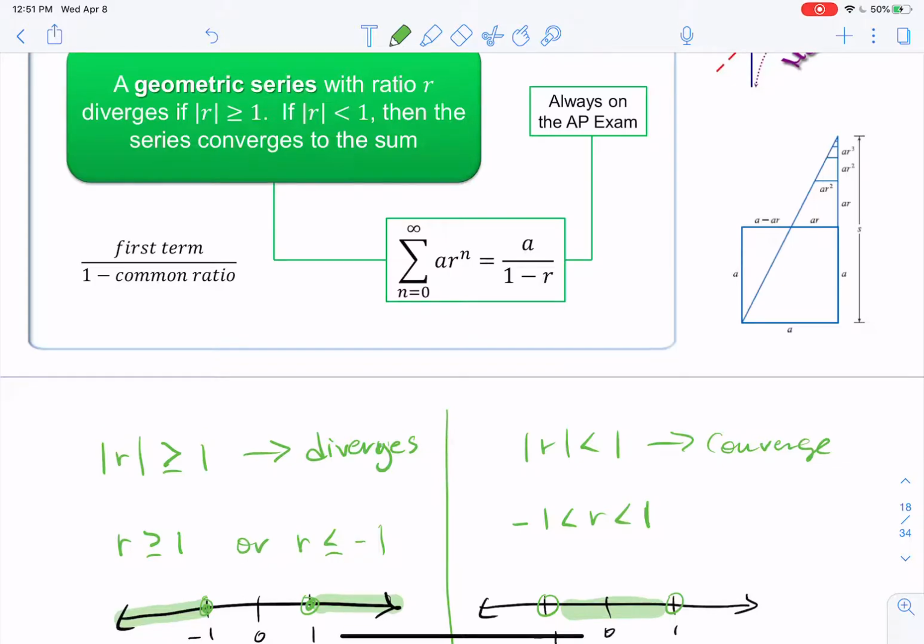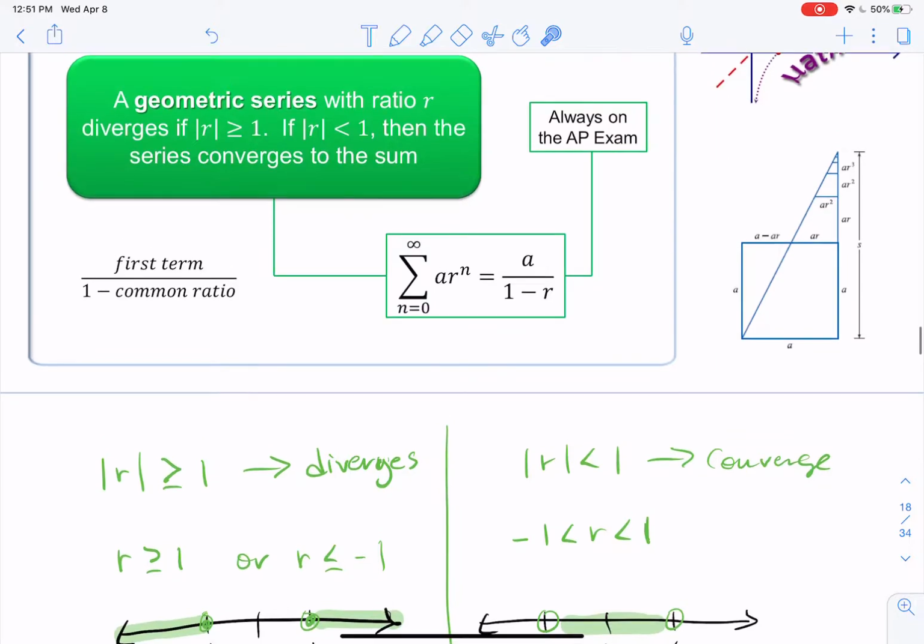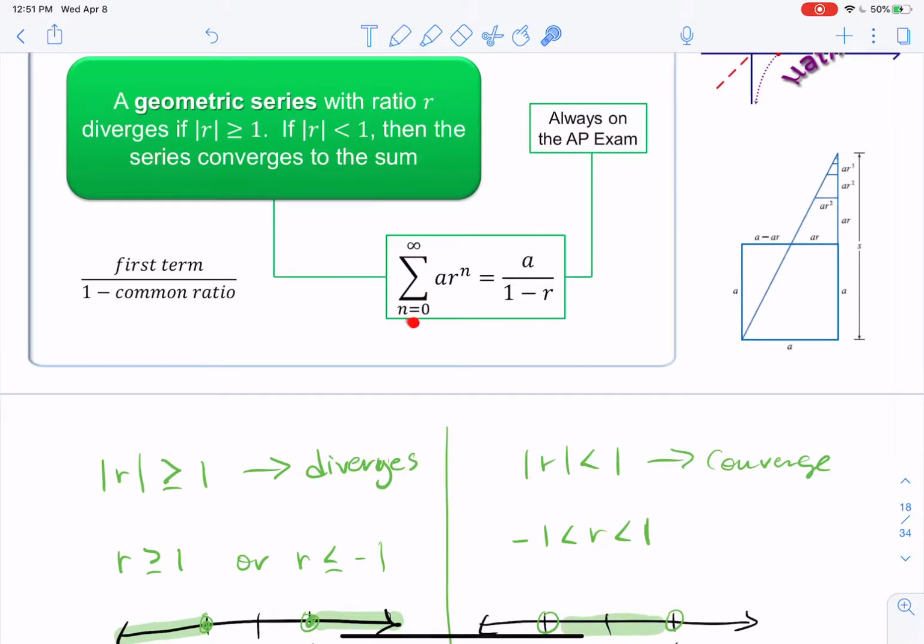Now, another thing I want to point out is that a is the first term, as I mentioned before, only when n is equal to 0. If, and they sometimes do this, they start your series at n equals 1. In that case it's not just going to be this a that's right there. You need to put the 1 into your formula so you can get the first term that's supposed to go on top.